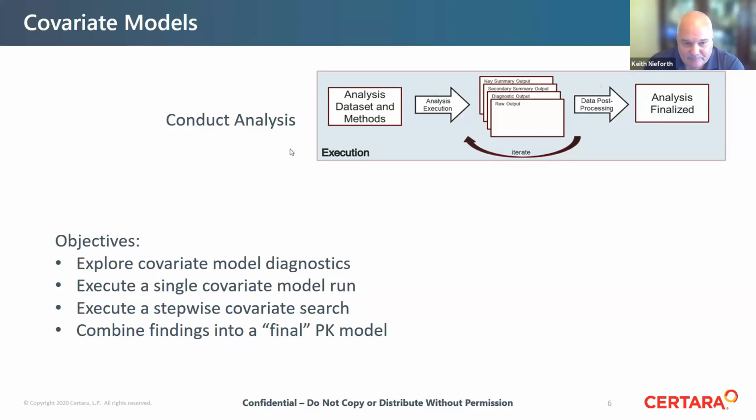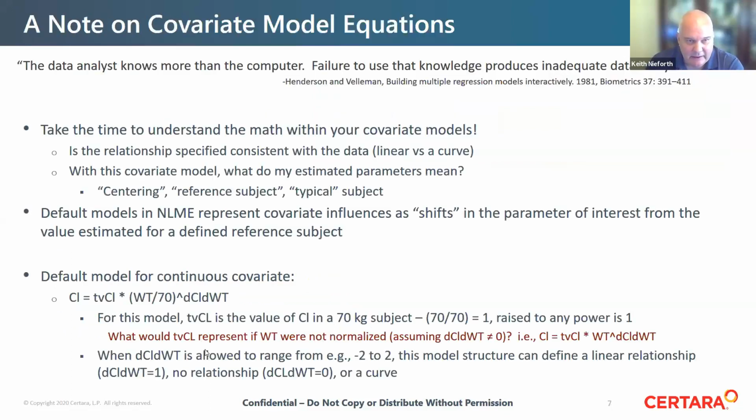So again, we're still in conduct analysis. What we're going to do is explore some covariate model diagnostics. We're going to execute a single covariate model run. We're going to then look at how you can do an automated covariate search using RsNLME, and then we're going to combine our findings into a final covariate model.